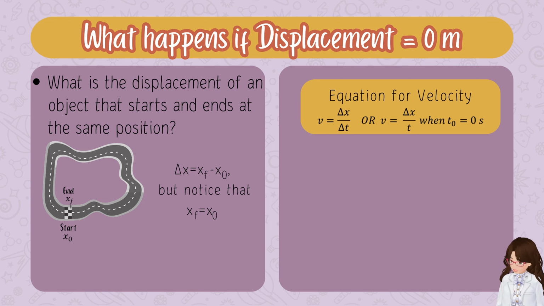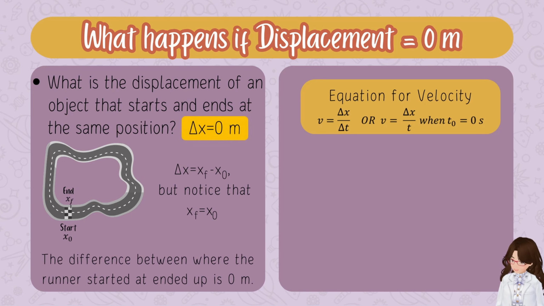So we know that displacement is our final position minus our initial position. But notice that in this case, our final position is equal to our initial position. So the difference between where the runner started and ended up is 0 meters. So in this case, whenever you have an object that starts and ends in the same position, their displacement is going to be 0. Now, what is the impact on velocity?